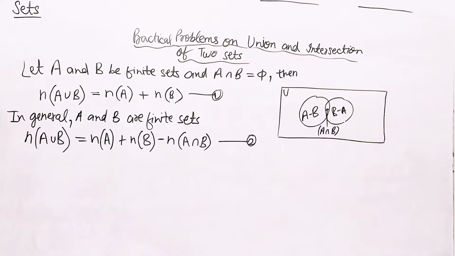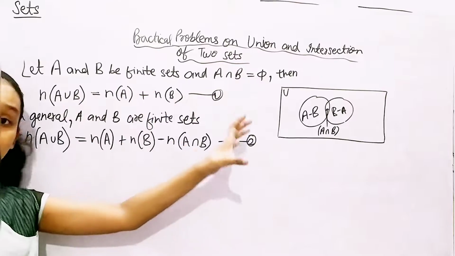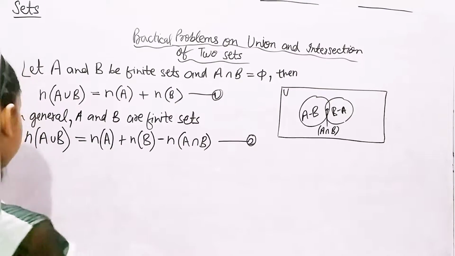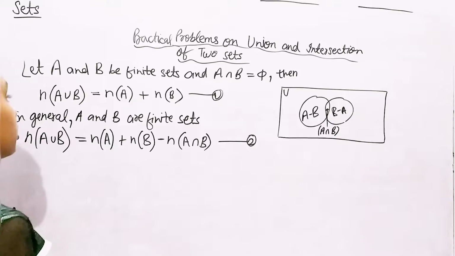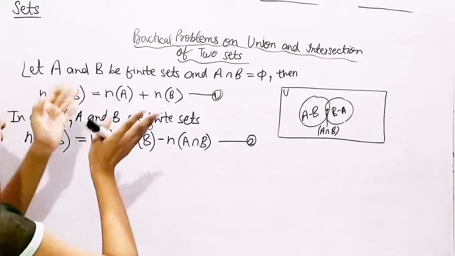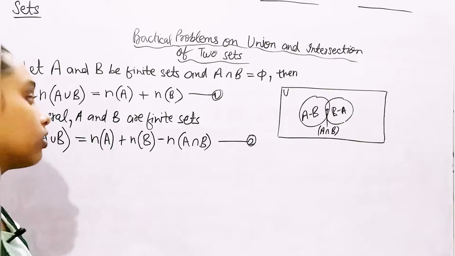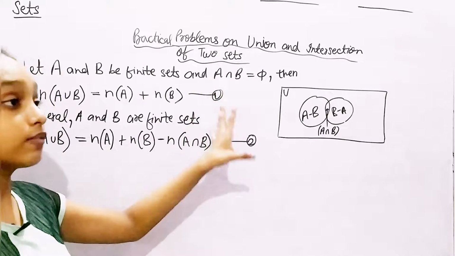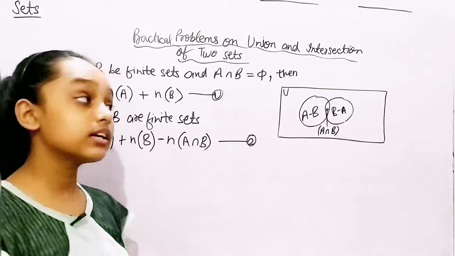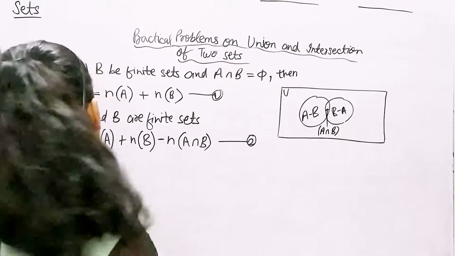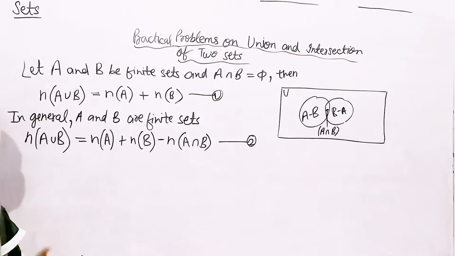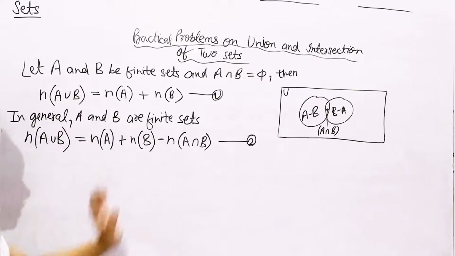It is just trying to say that elements in A union B are either in A or in set B, but not in both, as A intersection B is equal to 5, which means an empty set. That is why. And in general, we take that A and B are finite sets.